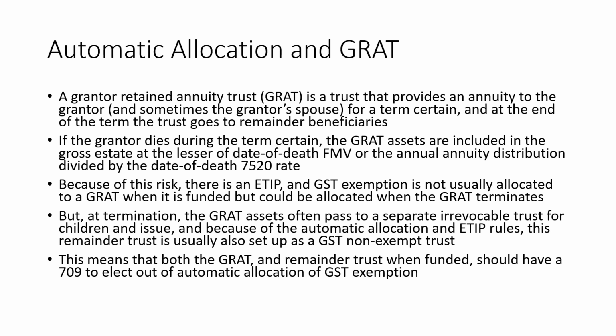With a grantor retained annuity trust, as you might know, it's a trust that provides an annuity to the grantor, and maybe sometimes the grantor's spouse, for a term certain. And at the end of that term certain, the trust would terminate and the assets would go to remainder beneficiaries, either in trust or outright.